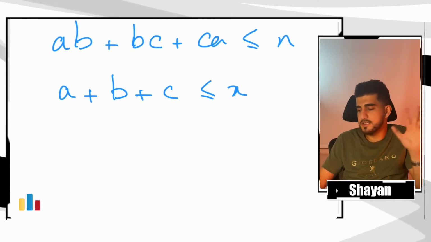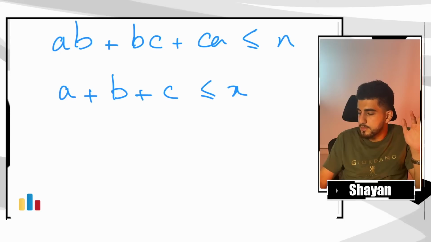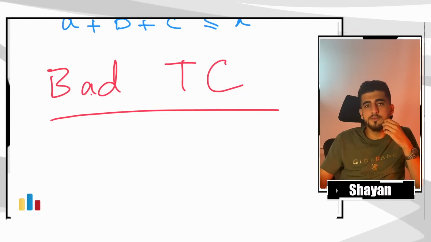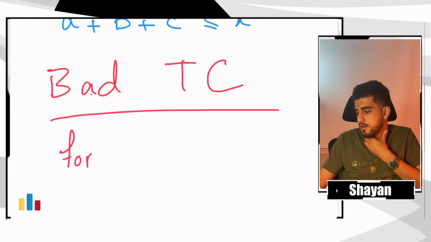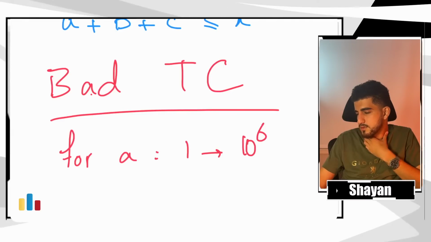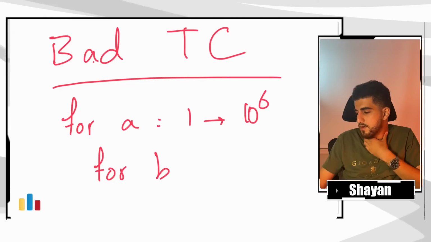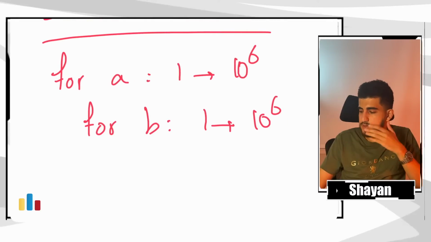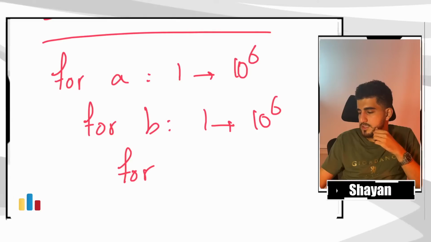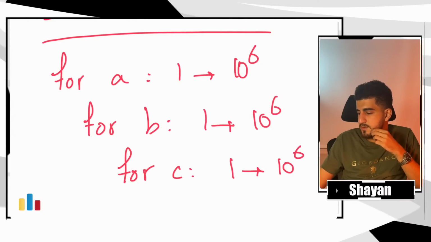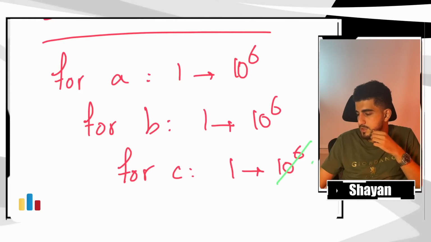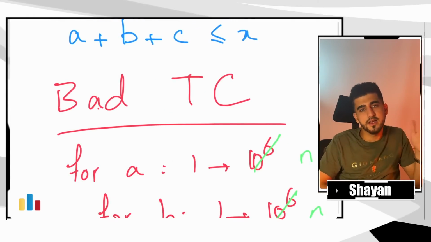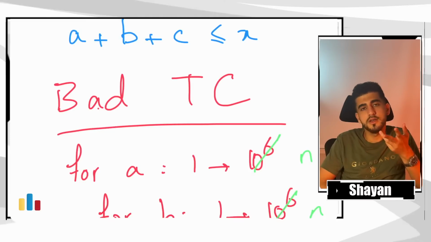So I'm first just saying some idea with bad time complexity. I'm saying let's have a for on A from 1 to 10 to the 6th. Then let's have a for on B from 1 to 10 to the 6th. Or I could say from 1 to n as well. But let's say 1 to 10 to the 6th. And then I have a for c from 1 to 10 to the 6th. As I said, each one of them could be n instead of 10 to the 6th, because obviously you cannot use a number greater than n. You cannot also use a number greater than x. So only using 1 to n or 1 to x would be enough as well.